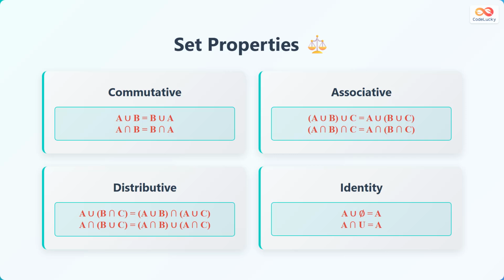A union (B intersection C) is equal to (A union B) intersection (A union C), and A intersection (B union C) is equal to (A intersection B) union (A intersection C). The identity property involves the empty set and the universal set. A union the empty set is equal to A. And A intersection the universal set is equal to A.